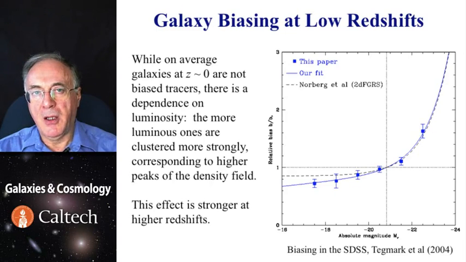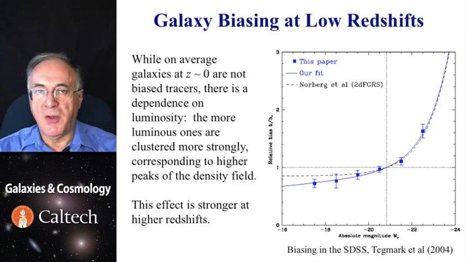So we can directly compare the distribution of mass inferred from redshift surveys with those of galaxies themselves. And so here is a plot from the Sloan Redshift Sky Survey, and it plots the value of the bias as a function of galaxy luminosity. And you find out that past a certain luminosity, clustering grows dramatically. More luminous galaxies are clustered more strongly.